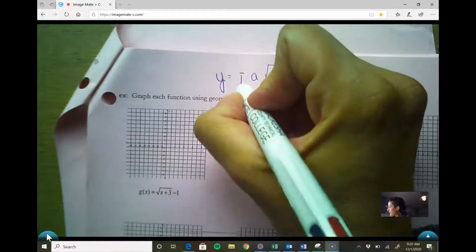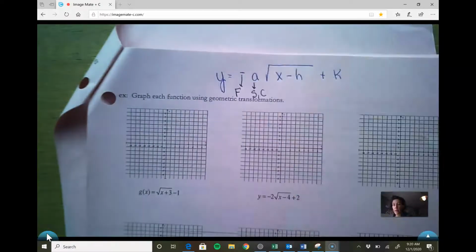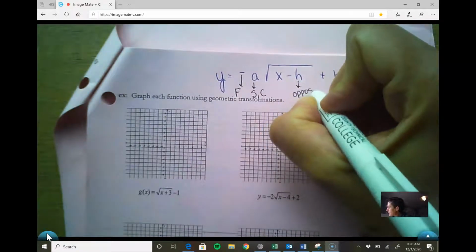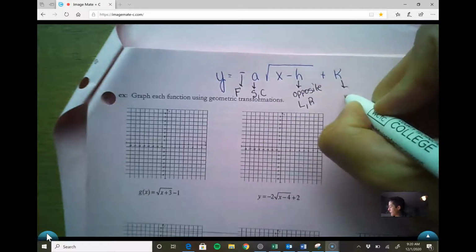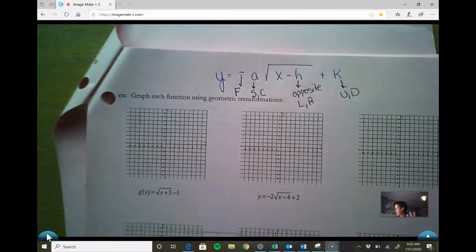Remember, the negative is going to flip it. The a is going to stretch or compress it. H, remember we always do the opposite, and that's going to tell us to go left or right. And k, we're going to leave it as it is, and that's going to tell us to go up or down. So let's take a look at a couple of these, and then we'll do some as a class.